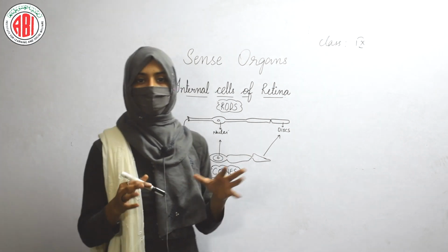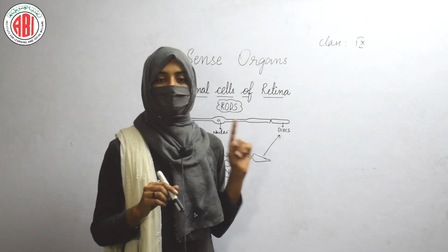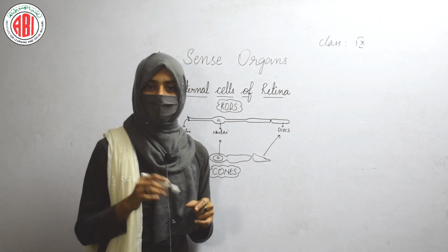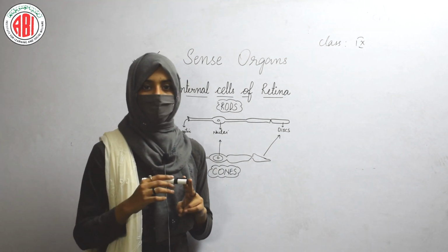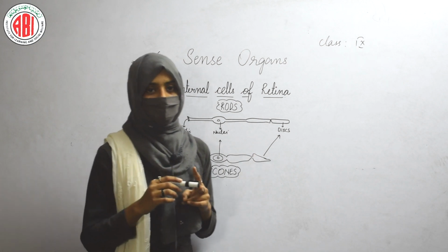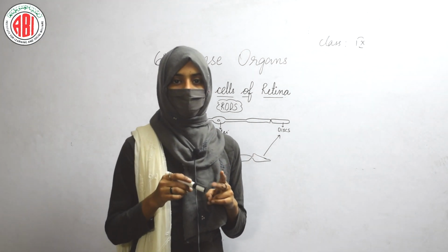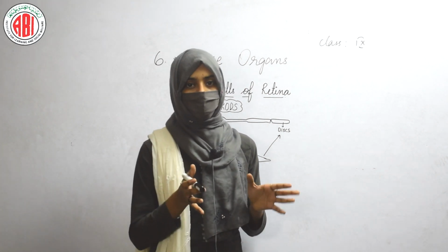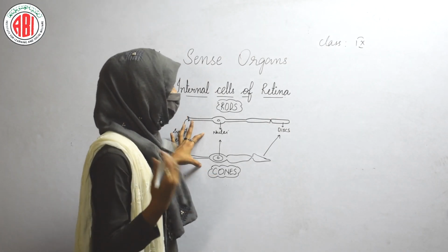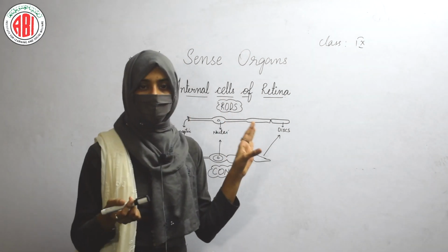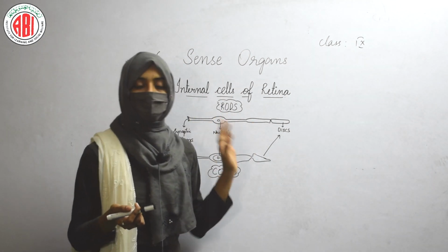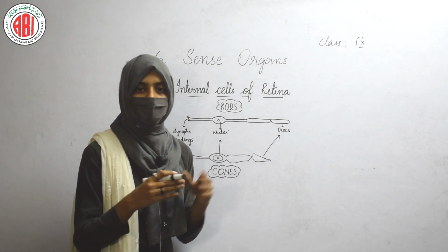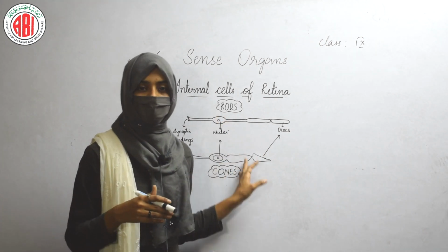These cells are present in all the regions of the retina, except the spot which is called the blind spot. In our previous class, we already studied that two spots are present in the retina. One is the blind spot where the light doesn't fall, and the other is the yellow spot or fovea where the light falls. So these cells are present in all the regions of the retina except the blind spot. In the region of the blind spot, we cannot see the presence of these rod and cone cells.